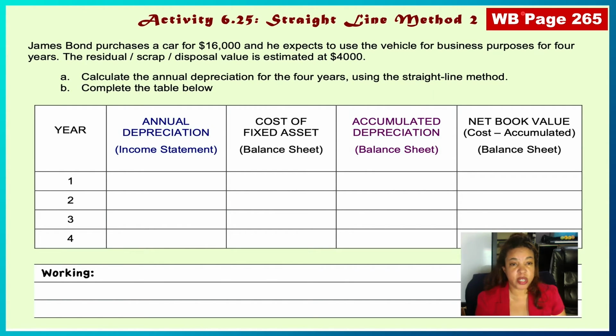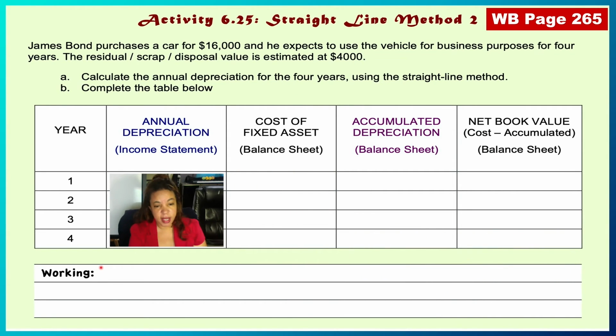First thing that you're going to do is work out what your annual depreciation is. They did not give you any percentage or depreciation rate. So you're going to use the information that they did give, which is the $16,000 as your cost, 4 years is when it's going to be useful to generate income, and the disposal value that is estimated at $4,000. So we go down to our working here, and there's our formula: cost minus disposal value over useful life.